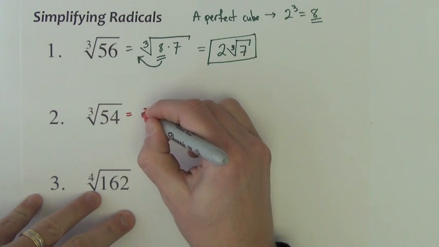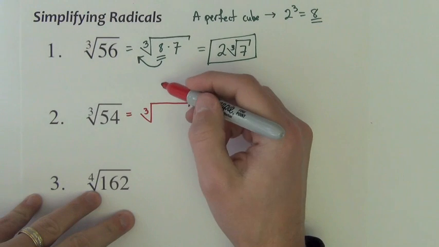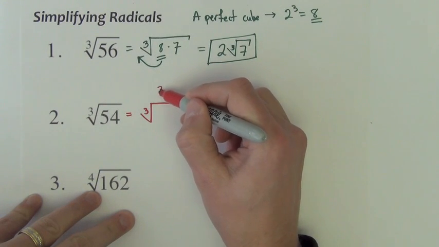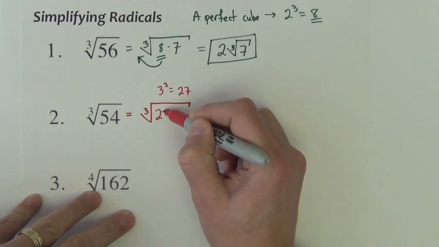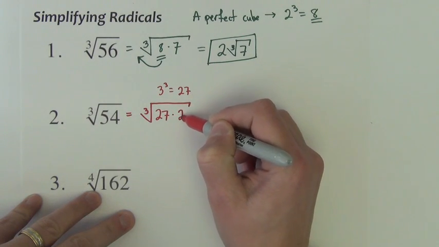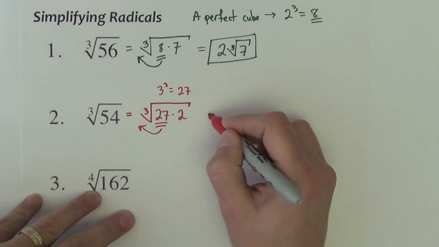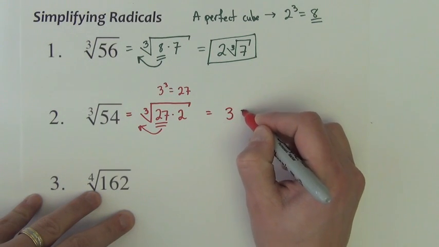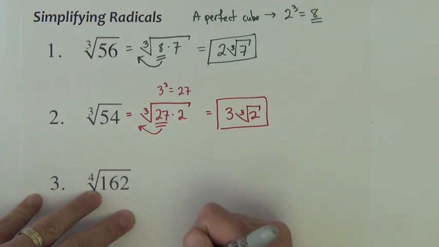54. I need two numbers that multiply to 54. Well, let's see, I know that 3 cubed is 27, and 27 divides 54 2 times. So 27 comes out as a 3. Got the 2 left behind.